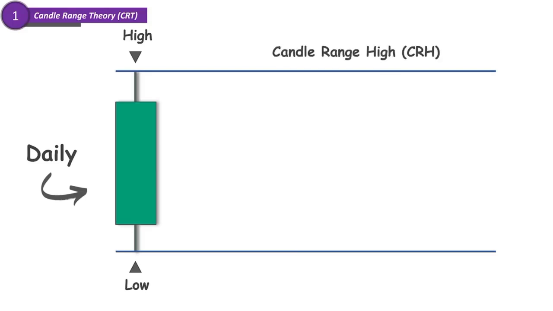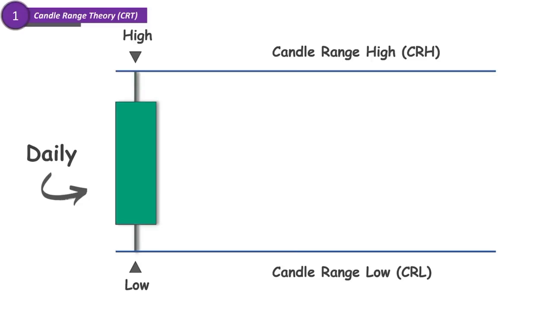The upper liquidity level is called the candle range high, CRH, and the lower liquidity level is called the candle range low, CRL. We can use any candle that appears on a chart, and this applies to any time frame as well. However, certain criteria help us define what makes a candle ideal to use, which we'll be covering later in the video.